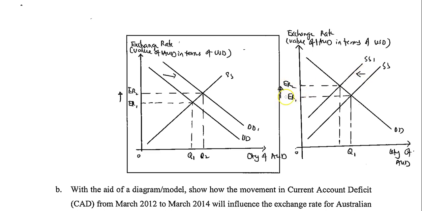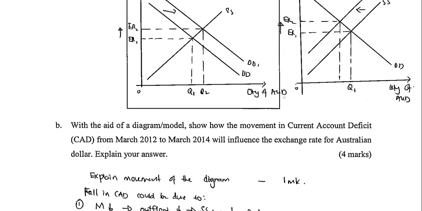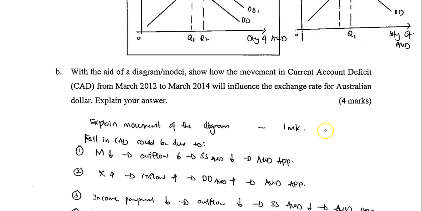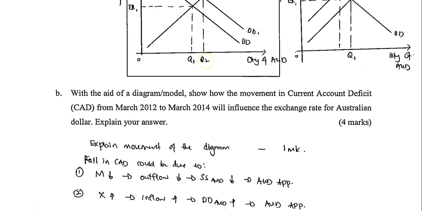So either one of these will show you that AUD appreciates. Lesser CAD, AUD will appreciate. You can put figures here if you want to. I'm too lazy to put figures, so I just put ER1, ER2. One graph will give you 1 mark.